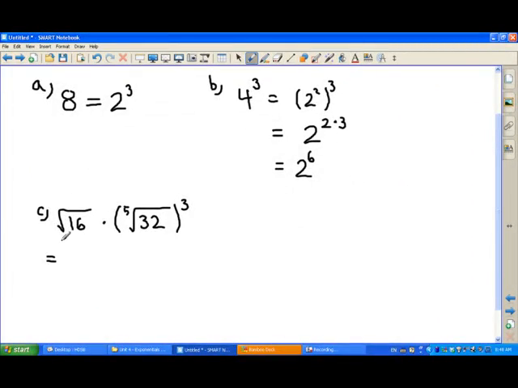A more complicated example would be expressing the root of 16 times the 5th root of 32 to the power of 3 as a power with a base of 2. So using exponents, I can rewrite the root of 16 as 16 to the power of 1/2. And I'm multiplying this by 32 to the power of 3/5.